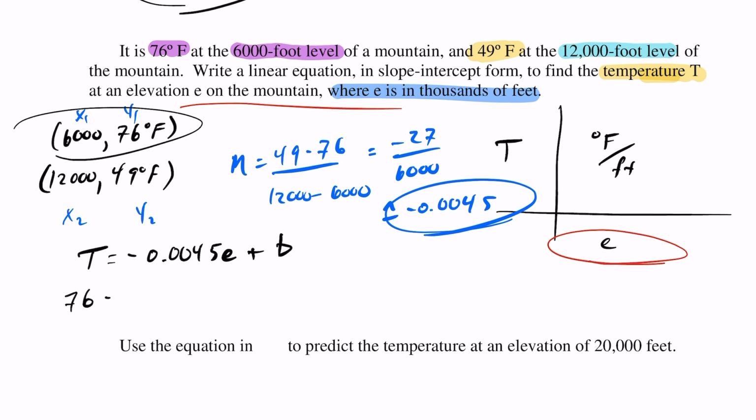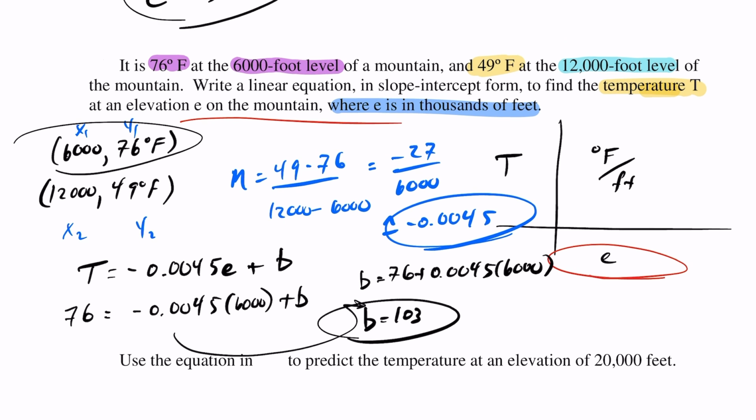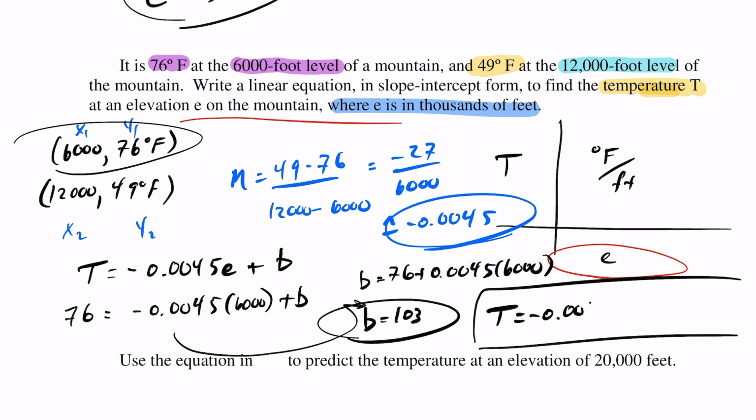I'm going to sub in my first point. I get 76 is negative 0.0045 times 6,000 plus B. Solving for B here, I get B equals 76 plus 0.0045 times 6,000, and the B value comes out to be 103. So the equation to this question, and this is what we're looking to create here, is the temperature is negative 0.0045 E plus 103.